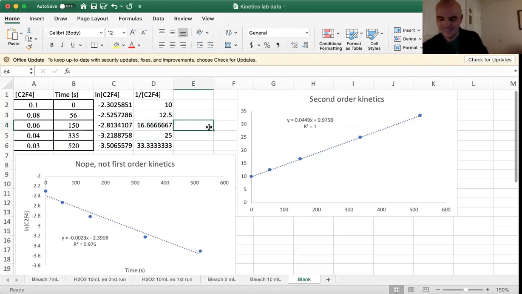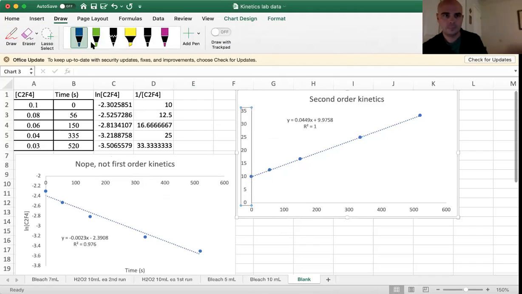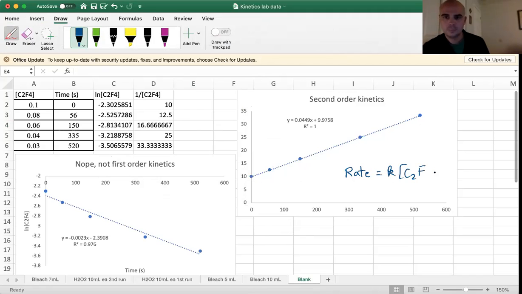Okay. I think that makes sense, especially if I go back and watch this again. So that would tell us which rate law it is. Yeah, so that tells us what our rate law is with the C2F4. So we would write that rate. I don't know if I have a draw option. I do have a draw option. So this would imply that our rate would be the rate constant times C2F4 squared. And that would be our rate law.